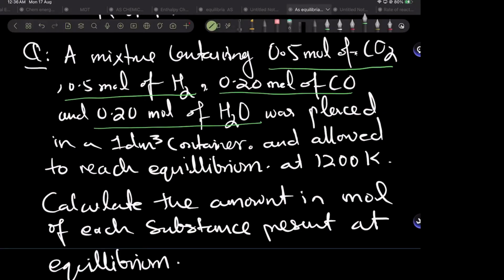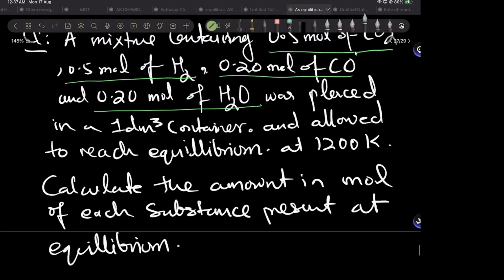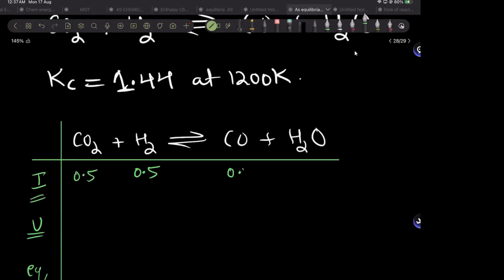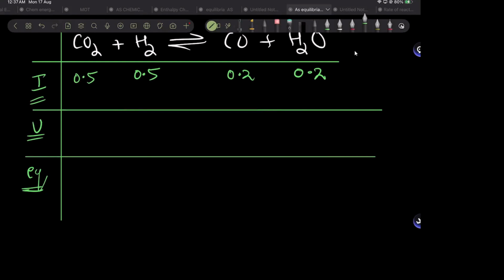So I've been given the initial moles of carbon dioxide and H2, that is 0.5 moles, 0.5 moles, and I've also been given the initial moles of the products, which are 0.2 moles of water and 0.2 moles of carbon monoxide. All of these moles were placed in the container, which was sealed and allowed to reach equilibrium. So I've not been given any equilibrium moles, but I know the Kc value. What do I do next?